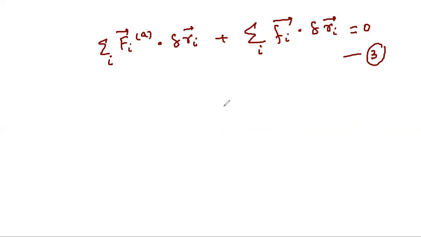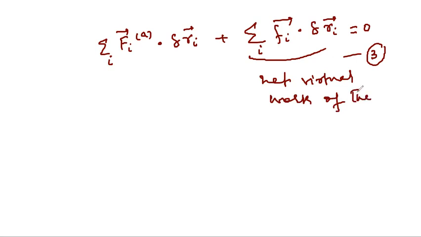Now, the second term in this equation third, that is this sum, what is this? It is the net virtual work of the forces of constraint on the system, and the first term is the net virtual work of the applied forces on the system, right?